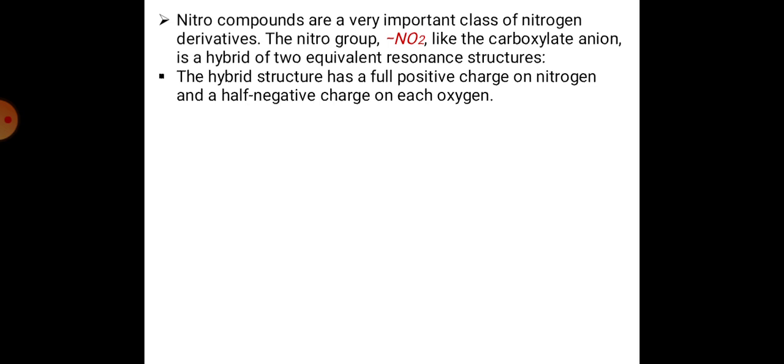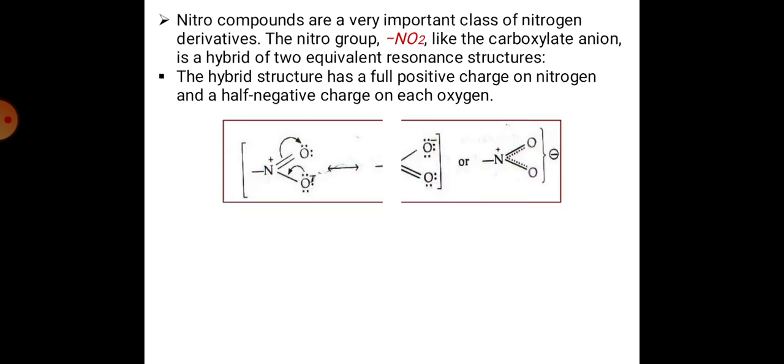The hybrid structure has a full positive charge on the nitrogen, as previously mentioned, and a full negative charge on the oxygens, in which half of the charge is on one oxygen and half on the other. So the two charges are separated: the positive charge completely on nitrogen, while the negative charge is distributed half and half on the two oxygens. This is the resonance structure of nitro compounds, whether aromatic or aliphatic, depending on the type of hydrocarbon.